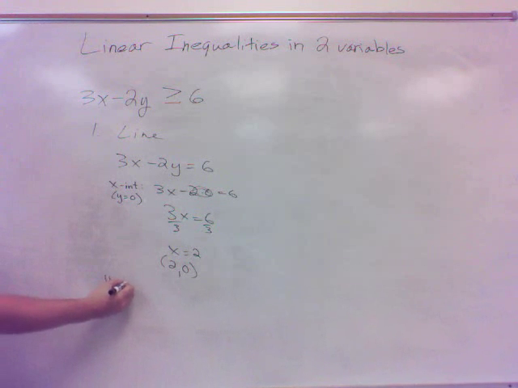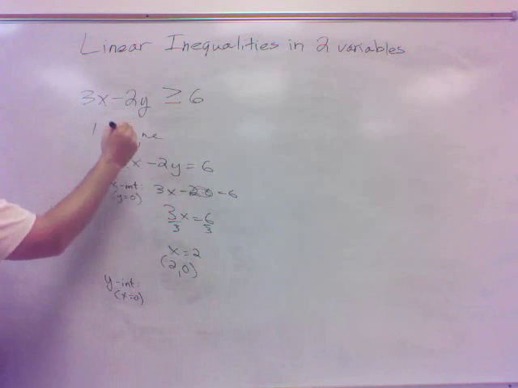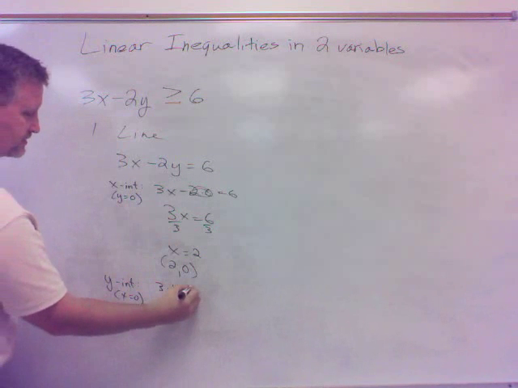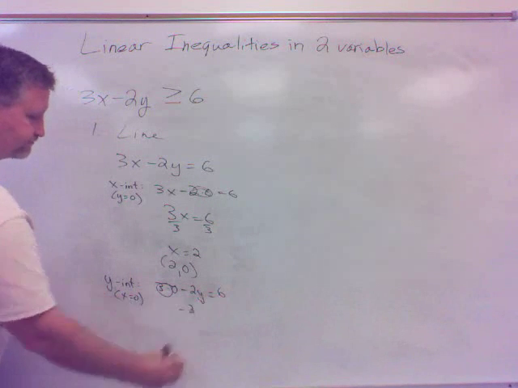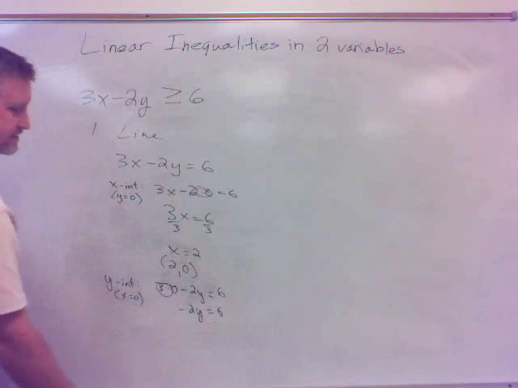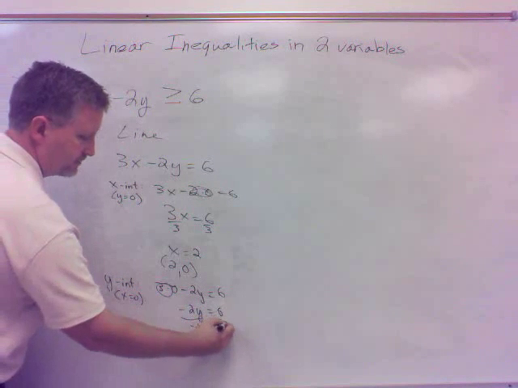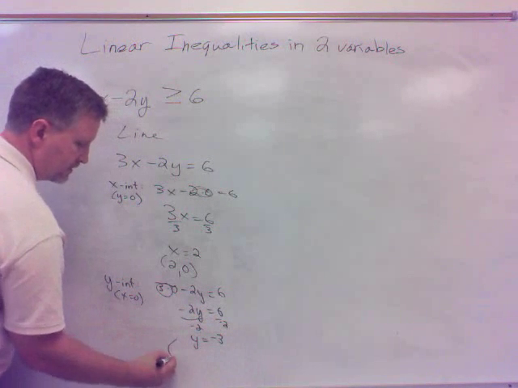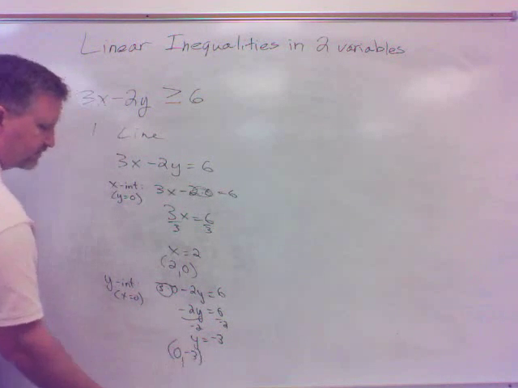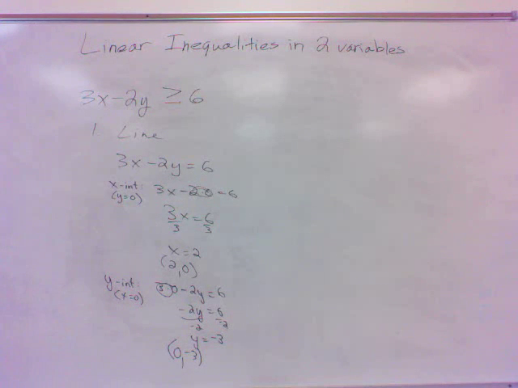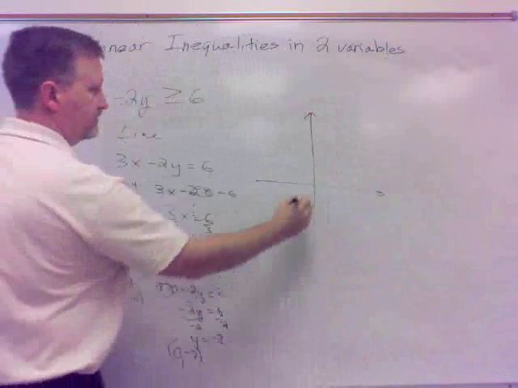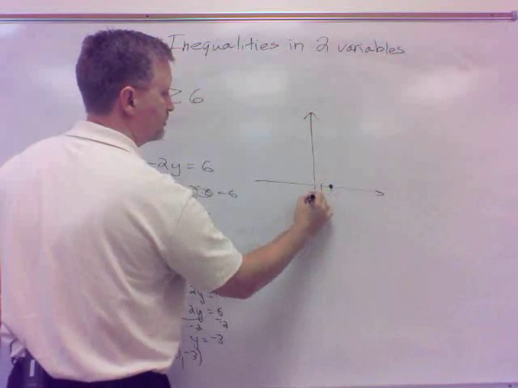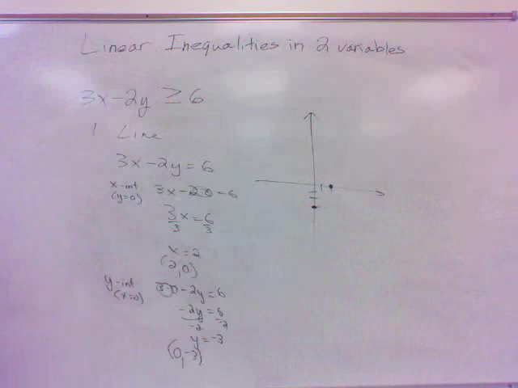Then get the y-intercept. Reverse that. Set x equal to 0. So that'd be 3 times 0 minus 2y equals 6. So that's 0 there. So that'd be minus 2y equals 6. Divide by the negative 2, and that's y equals negative 3. So the y-intercept is 0, negative 3. With me on that? Okay. 2, 0 and 0, negative 3. There's my line.